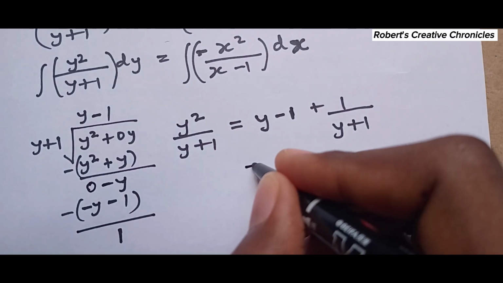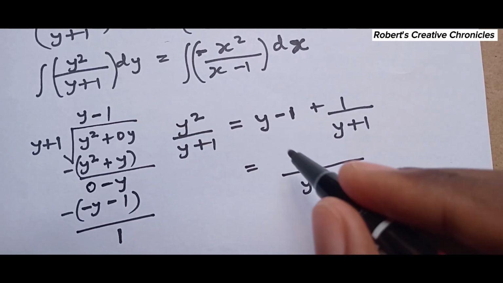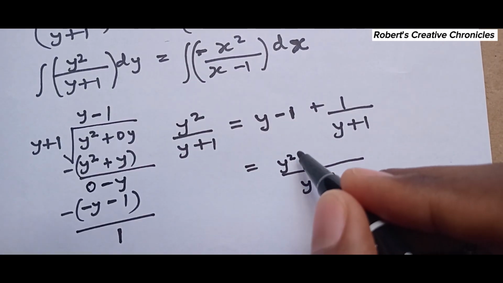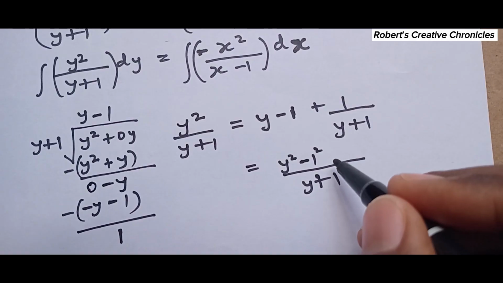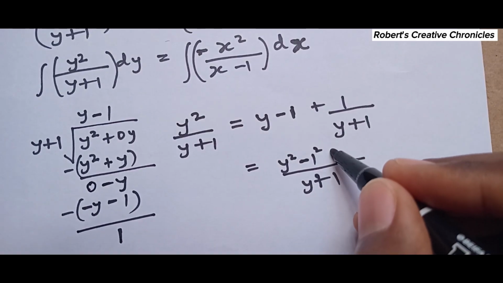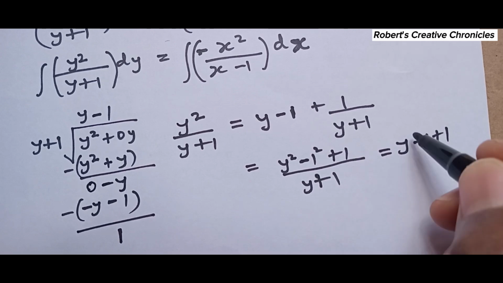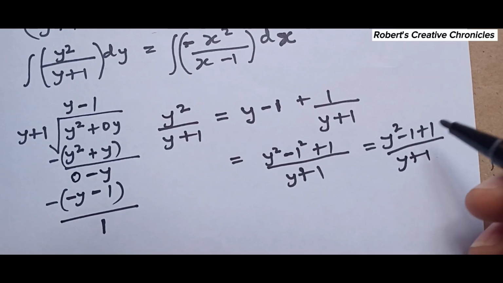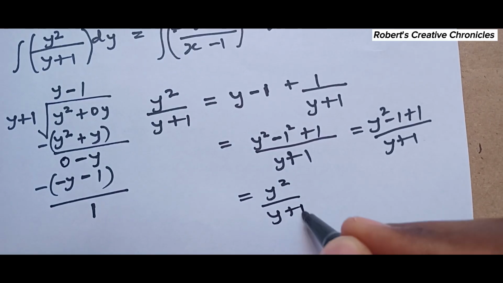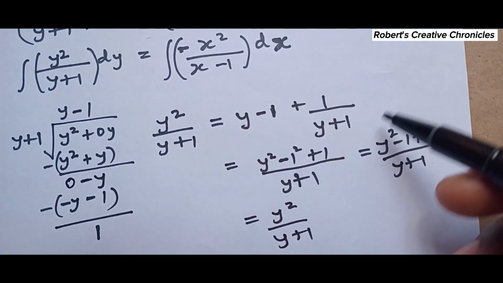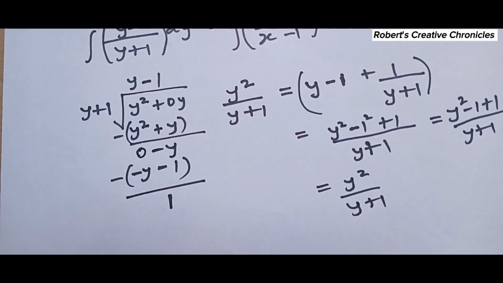You want me to test? This one, the LCM is y plus 1. Then multiplied by this one, it becomes y squared. This becomes minus 1 squared. Then this times this divided by this is 1 plus 1. So now this one becomes y squared minus 1 plus 1 over y plus 1. So this one and this one will cancel. So it becomes y squared over y plus 1. So you see, this is an equivalent form of this. So we can integrate that instead.